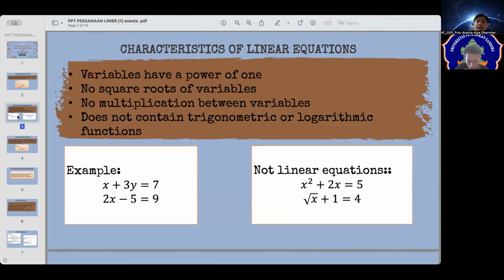Next, the characteristics of a linear equation. The variables have a power of 1, there is no square root of variables, no multiplication between variables, and it does not contain trigonometric or logarithmic functions. For example, x plus 3y equals 7 and 2x minus 5 equals 9. These are not linear equations: x squared plus 2x equals 5 and the square root of x plus 1 equals 4.